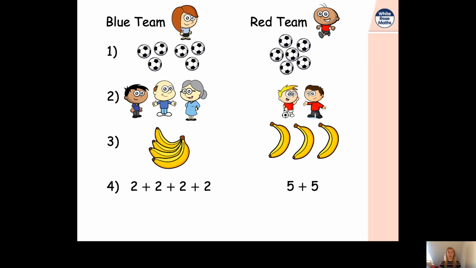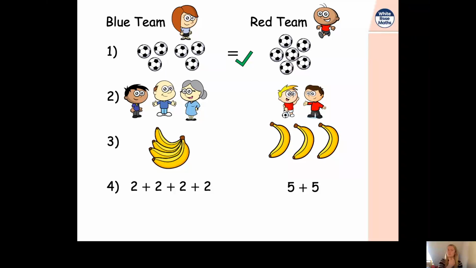So, number 1, how many footballs does the blue team have? Yes, they have 6 footballs, don't they? And how many footballs do the red team have? Yes, they also have 6 footballs, don't they? So therefore, they have the same amount of footballs. So their groups are equal. Now, let's look at number 2.